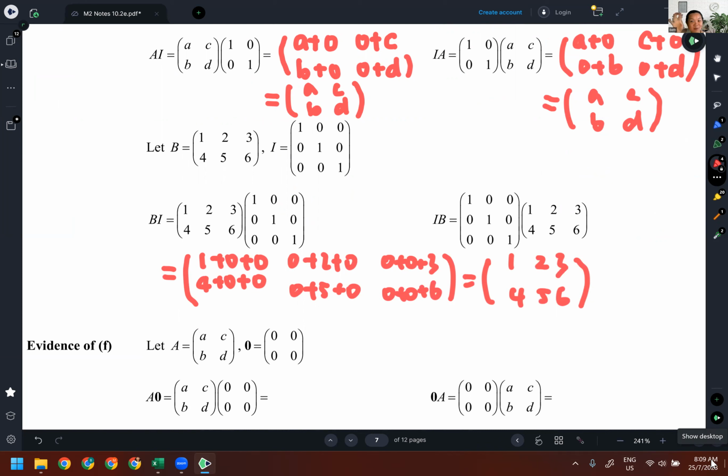You think B is not a square matrix? Some people say, oh, it has to be square. It doesn't have to. You see? B times I is B. Now, how about I times B in this case? Here, because the sizes don't match, I times B is undefined.